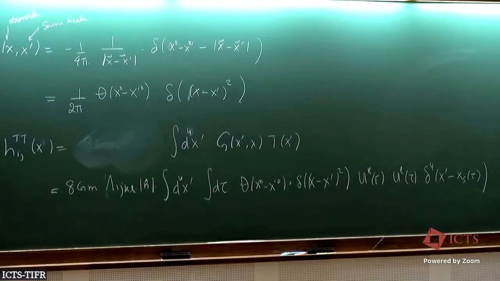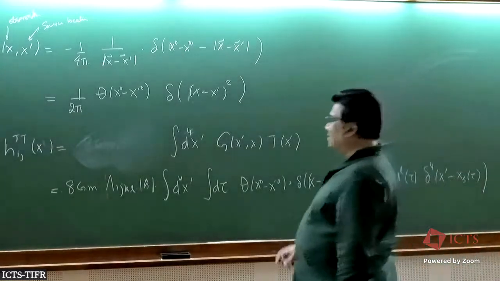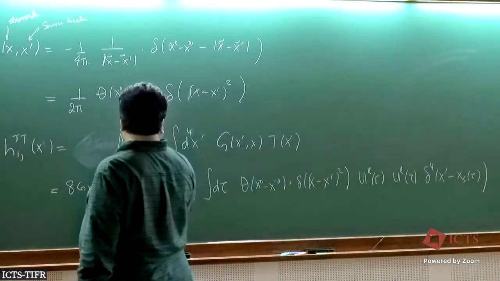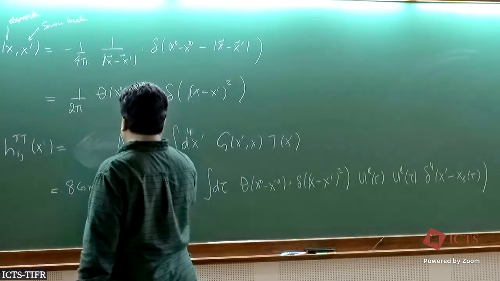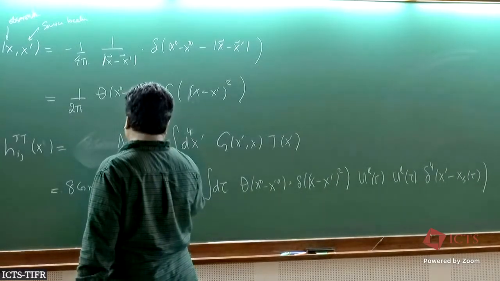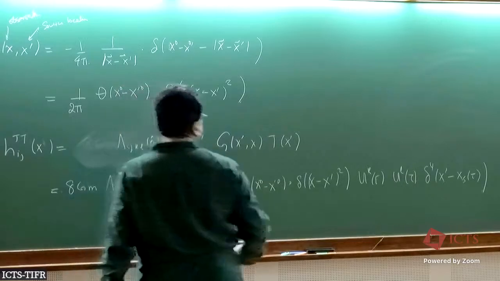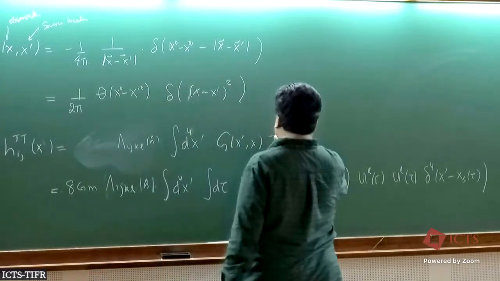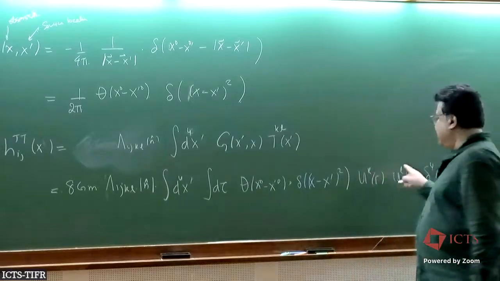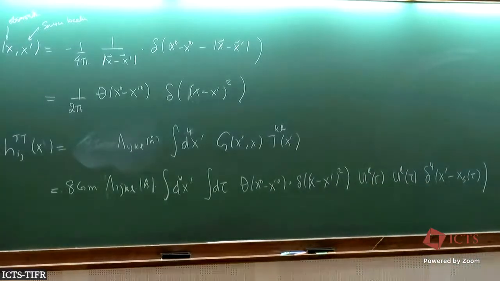Oh, no. Yeah, you are right. The lambda was required there. So I should put lambda_ij,kl, and the source should be kl. And that kl is reflected in this u_k u_l. Thank you.